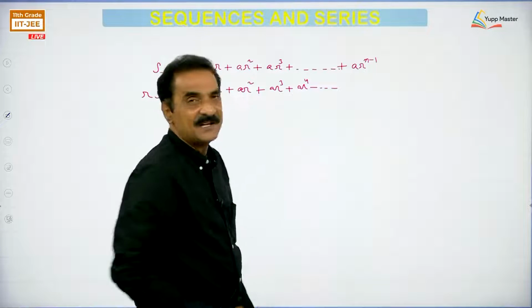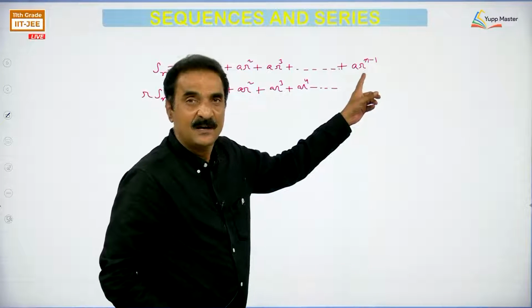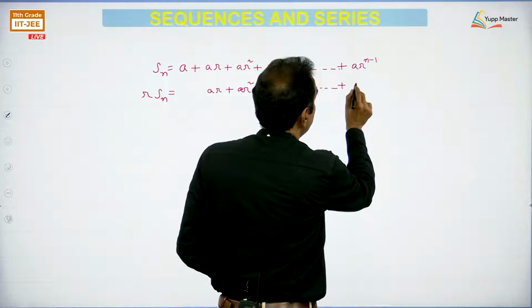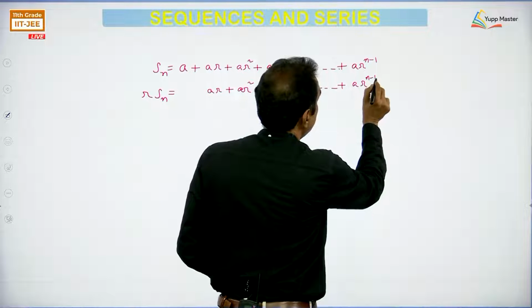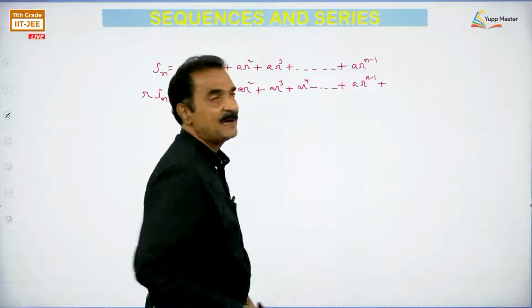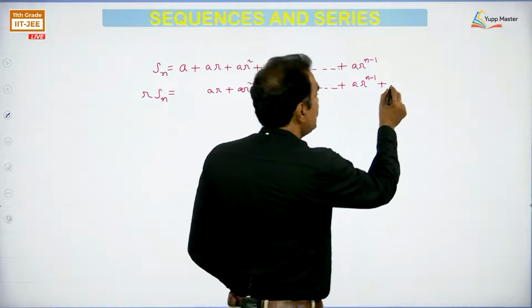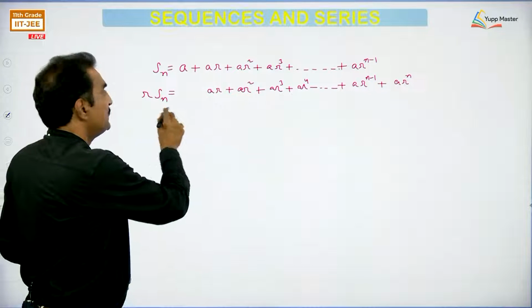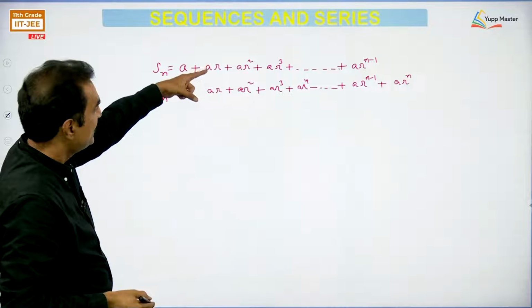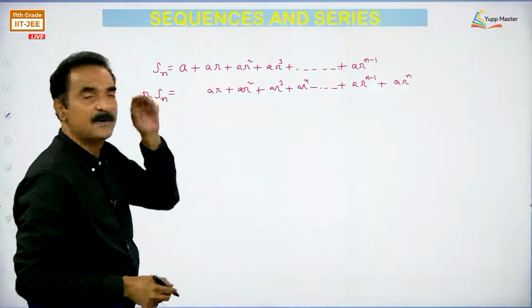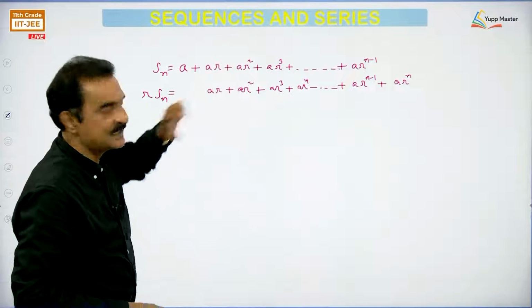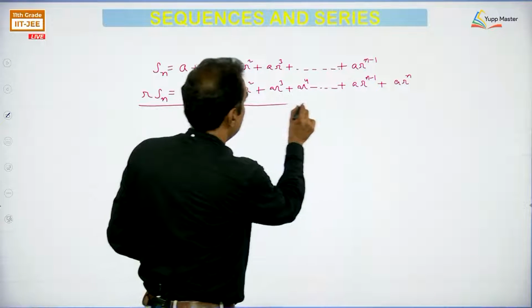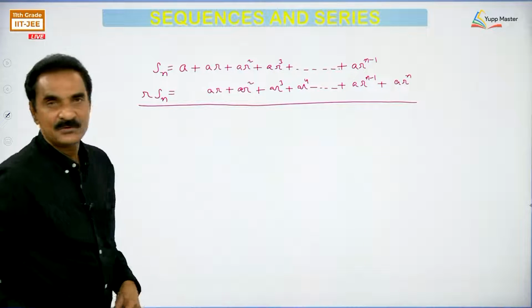What is the preceding term to AR power n minus 1? It will be AR power n minus 2. If you multiply by R, you will get AR power n minus 1, plus, when this is multiplied by R, you will get AR power n, that comes here. Now you might have understood why we have written the second row starting from the second place, because we are getting the common terms. We are going to subtract the two sequences.